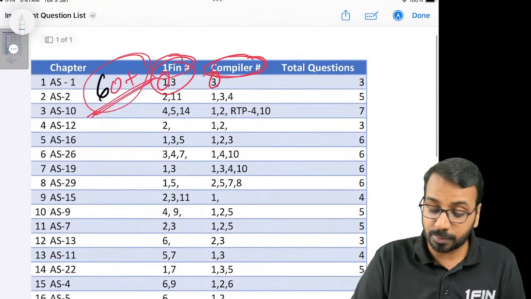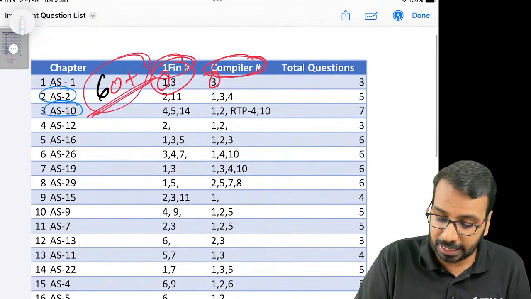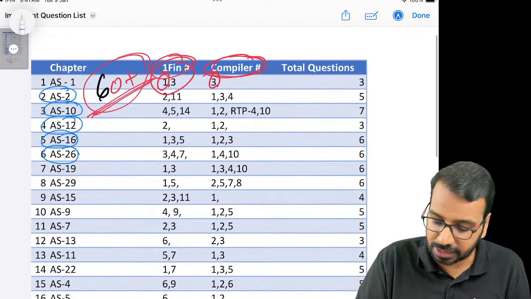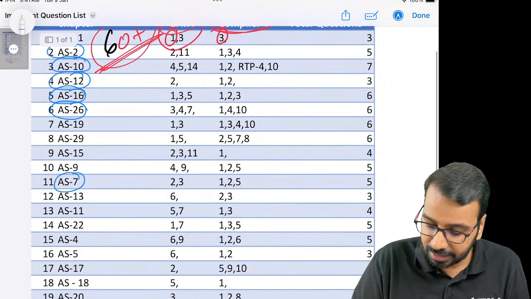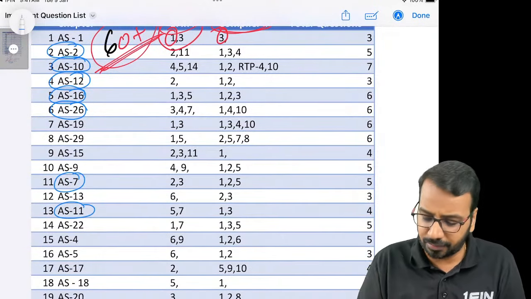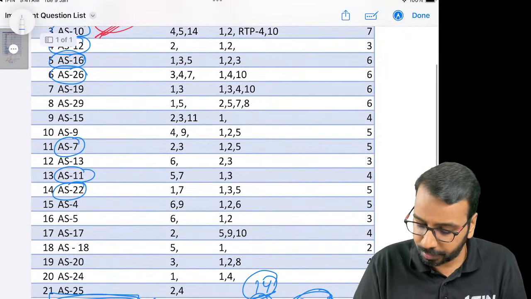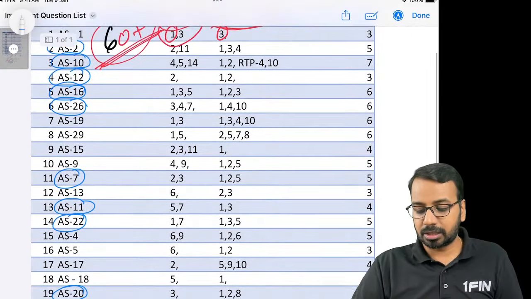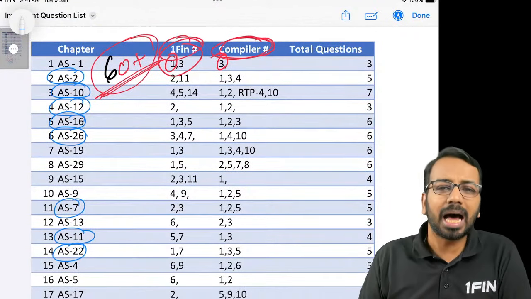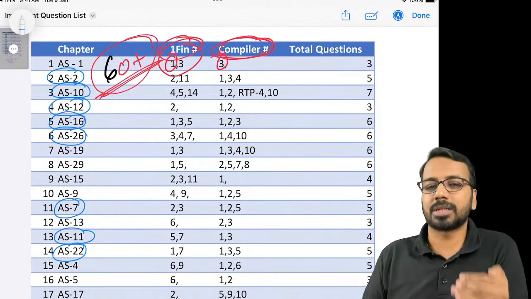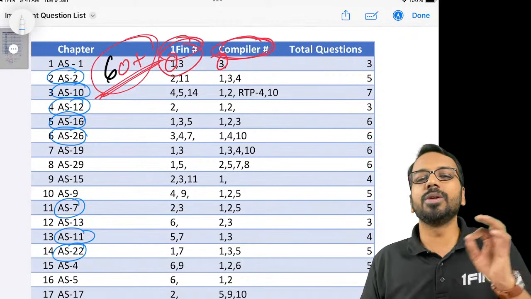Then we have some standards like accounting standard 2, 10, 12, 16, 26, then 7, 11, some of them find it difficult, 22, 20. In these standards, if you go back and see the past exam papers, 90% of questions are similar or repeated or from the study material. There is hardly anything new which is added.